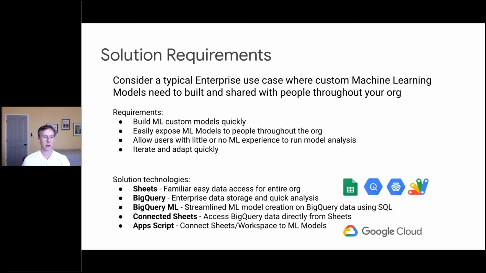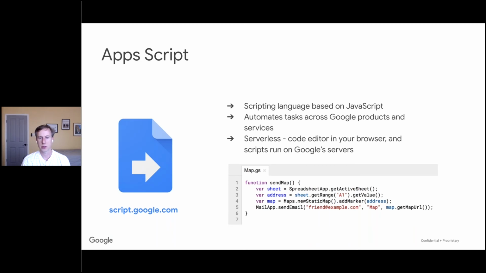And remember, we talked about using Sheets as a way that data analysts or business users can get easy access to those machine learning models. And we were talking about BigQuery ML and Connected Sheets. Let's talk about one more technology I haven't mentioned yet called AppScript. AppScript is simply a scripting language that automates tasks across Google products and services. You might think of it sort of as a macro language, but it's really full-fledged JavaScript that allows you to connect to Google Cloud services or Google Workspace services like Docs, Sheets, etc.